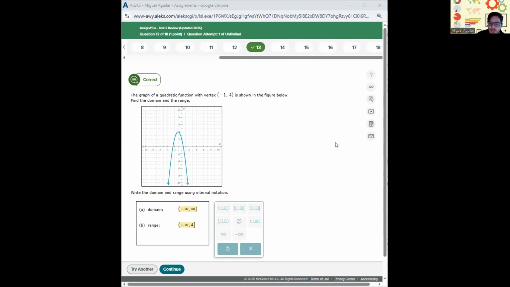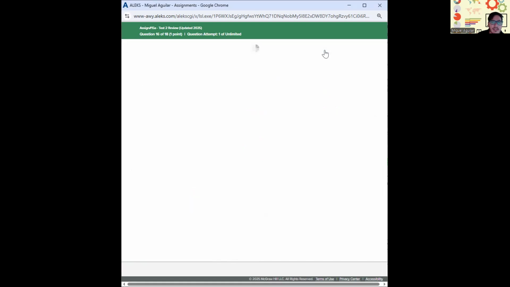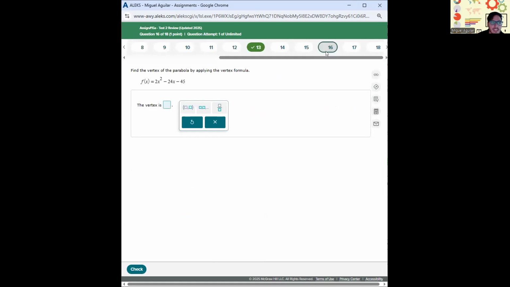Okay. So next one in the chat was number 16. So let's take a look at that one. Find the vertex. Okay. I'm going to write this one down on paper, so just give me a moment. But while you're giving me that moment, can you tell me whether this function is in vertex form or standard form?